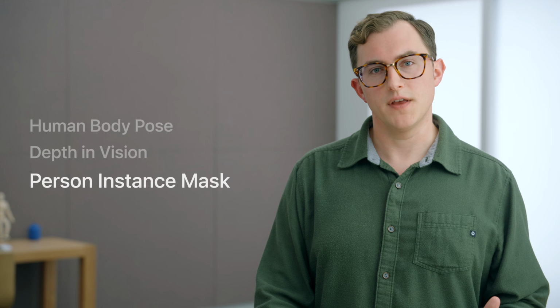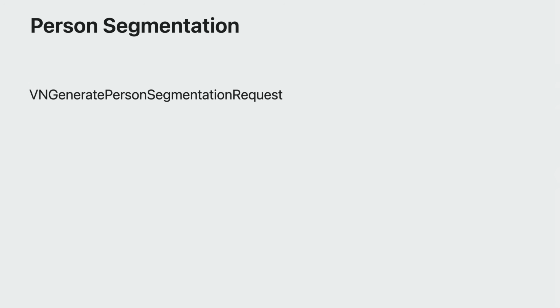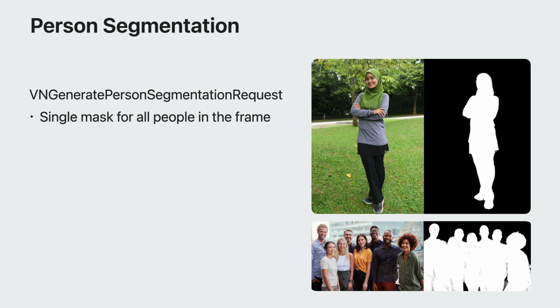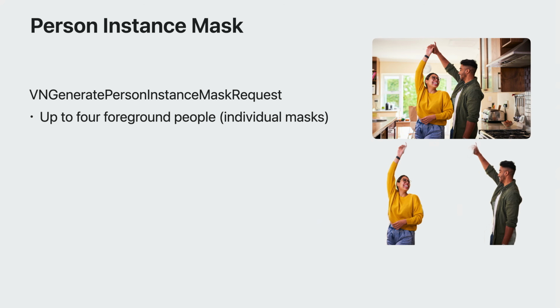Vision is also introducing APIs to interact with more than one person in an image. Vision currently offers the ability to separate people from the surrounding scene with generate person segmentation request. This request returns a single mask containing all the people in the frame. Vision is now letting you be a bit more selective with a new person instance mask request. This new API outputs up to 4 individual person masks, each with a confidence score. So now, you can select and lift your friends separately from an image.